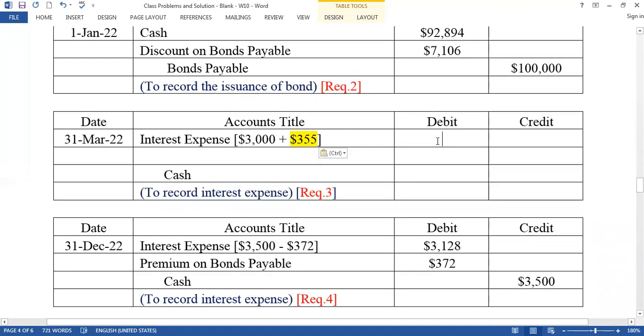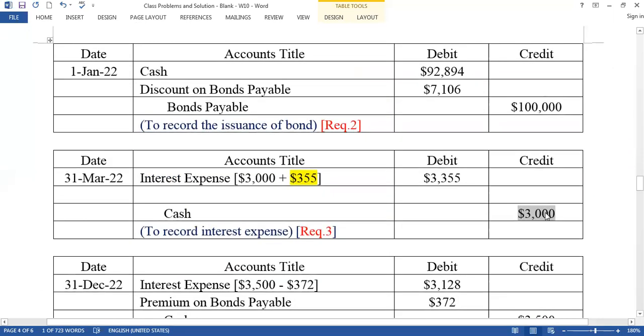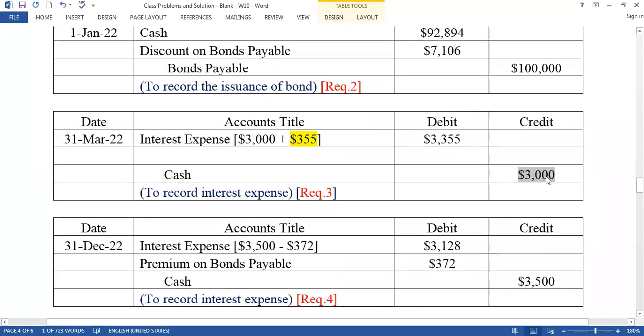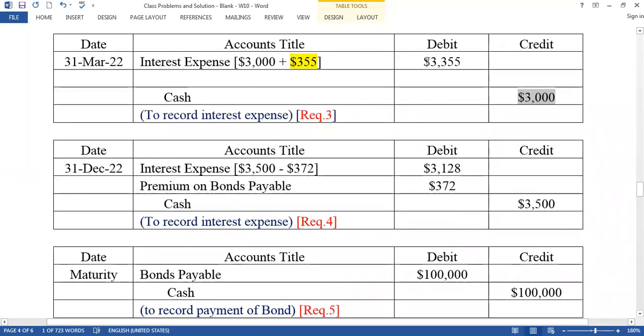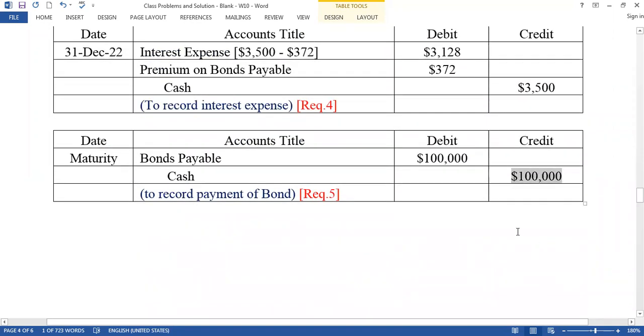So the debit is interest expense. But how much cash are you going to pay? You are going to pay cash $3,000. Your interest expense is $3,355, but you are going to pay cash $3,000. So you are going to pay less money, that means $355 less. You will pay this money at the maturity date. It is included here.